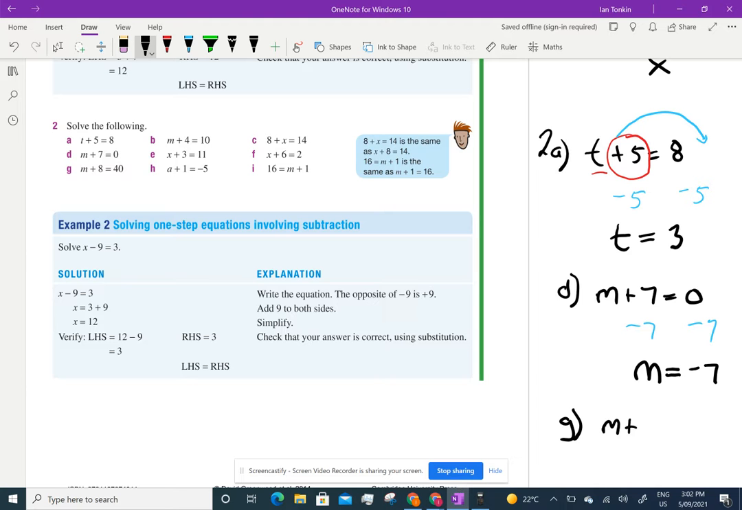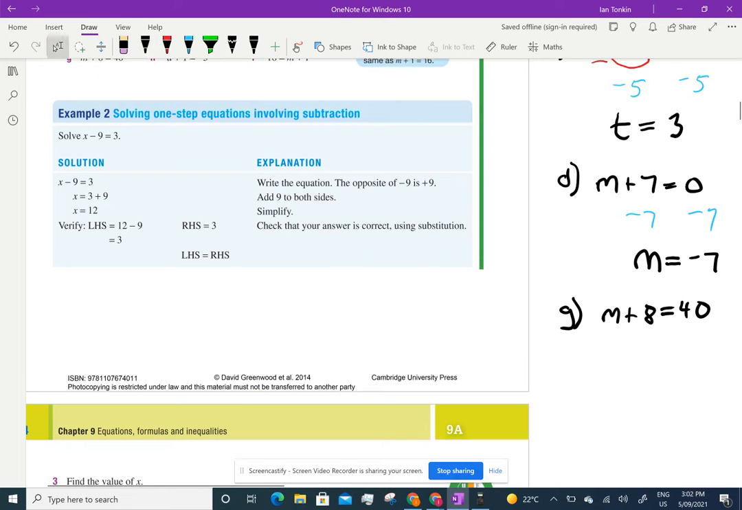M plus 8 equals 40. All right, well, let's get rid of that 8. Minus the 8, minus the 8. I'm not going to write this all the time. 40 minus 8, 32.